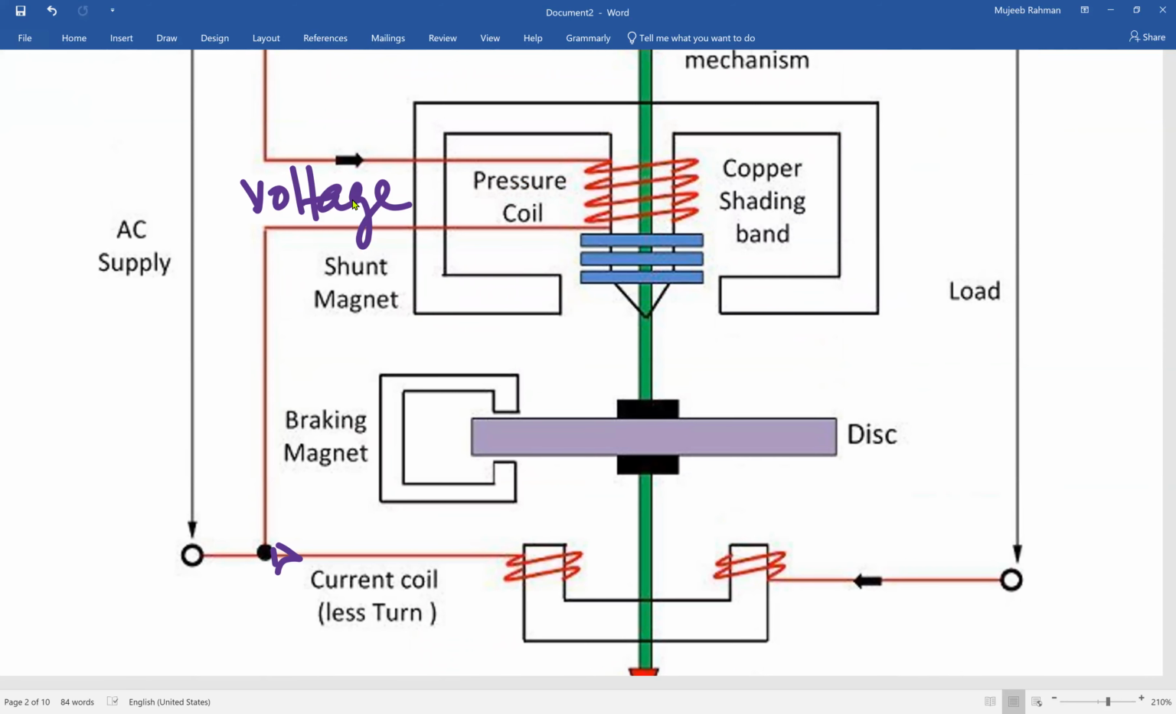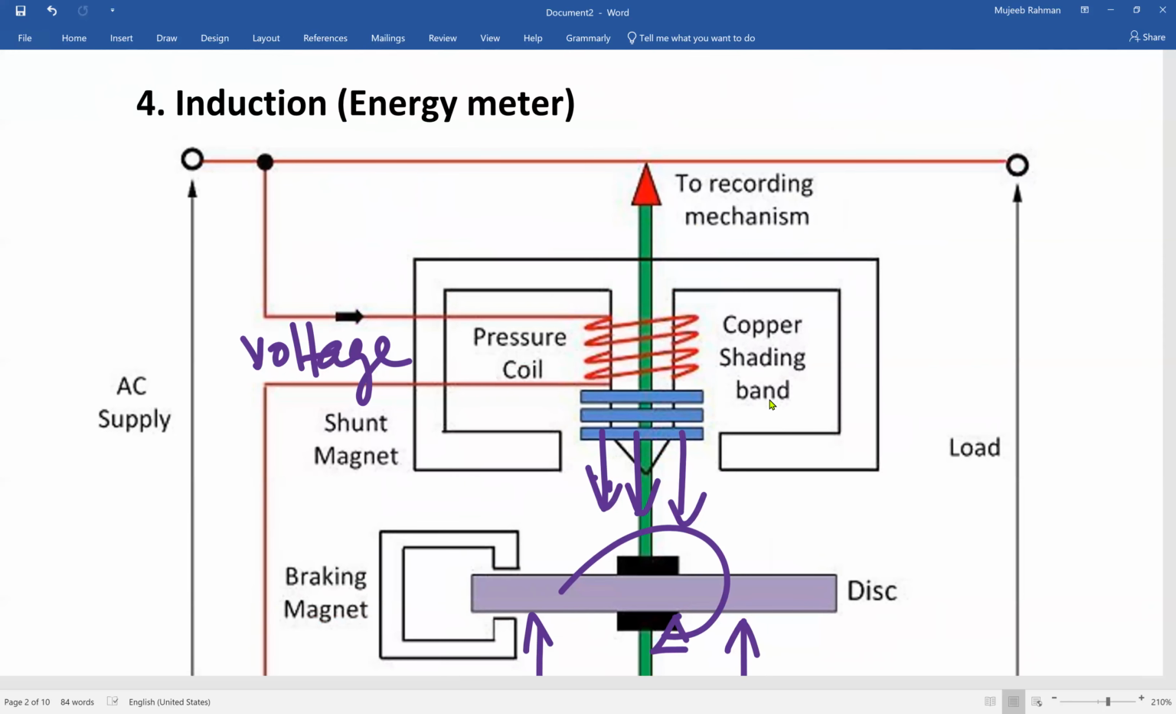So when we apply voltage across the pressure coil and pass the load current through the current coil, two magnetic fields will be set up: one magnetic flux due to the pressure coil, and another magnetic flux due to the current coil. Because of the interaction of these two fluxes, this particular disc tries to rotate. And this particular mechanism is commonly used in energy meters.